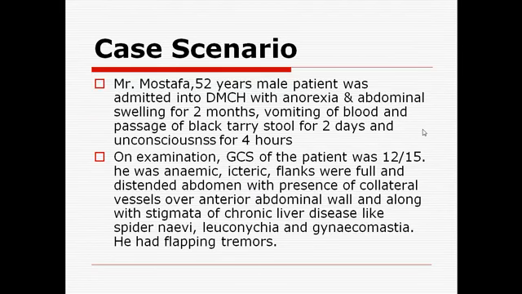A case scenario. This kind of case scenario may be given in your final professional examination in your board. A 52-year-old male patient was admitted with anorexia and abdominal swelling for 2 months, vomiting of blood and passage of black tarry stool for 2 days, and unconsciousness for 4 hours. On examination, GCS was 12/15. He was anemic. Icteric.